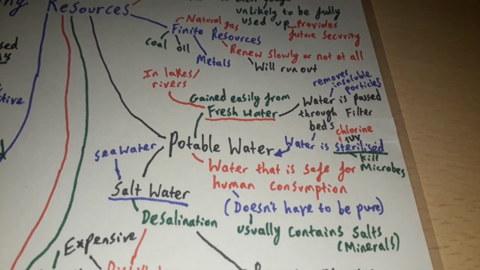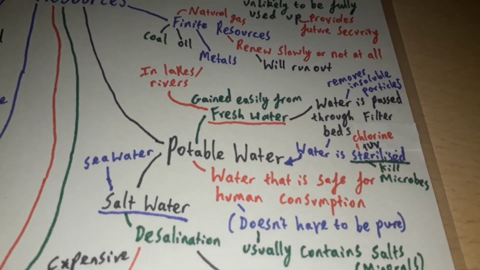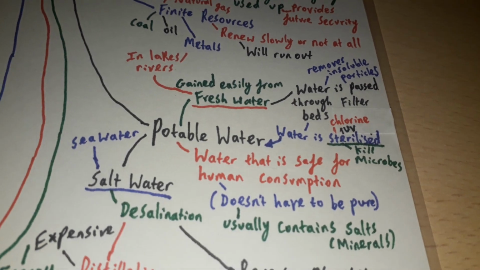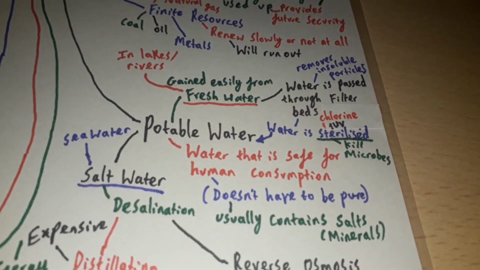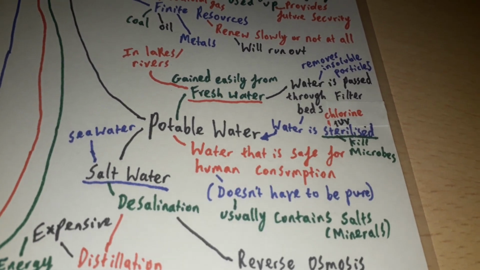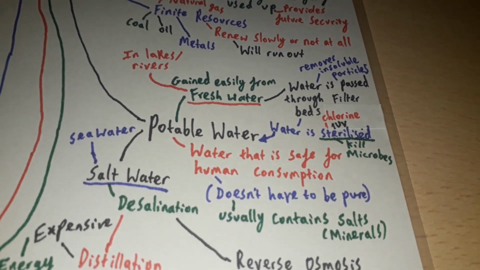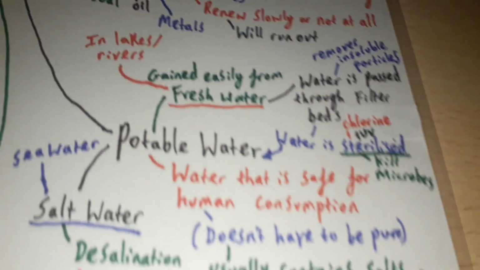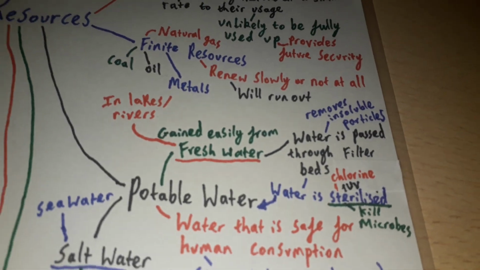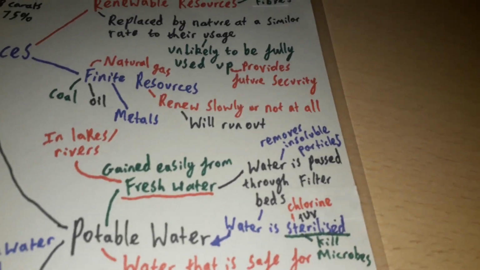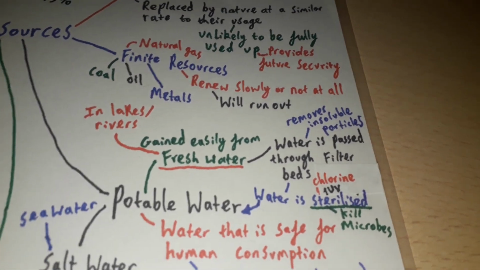So next let's look at water. Potable water is water that's safe for human consumption. It doesn't have to be entirely pure water, as it can contain salts such as minerals, and it usually does. Potable water can be gained easily from fresh water in a process. This fresh water is found in lakes and rivers.